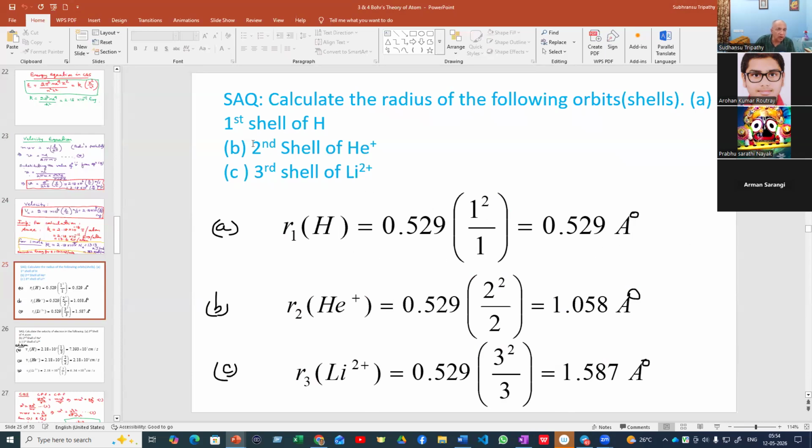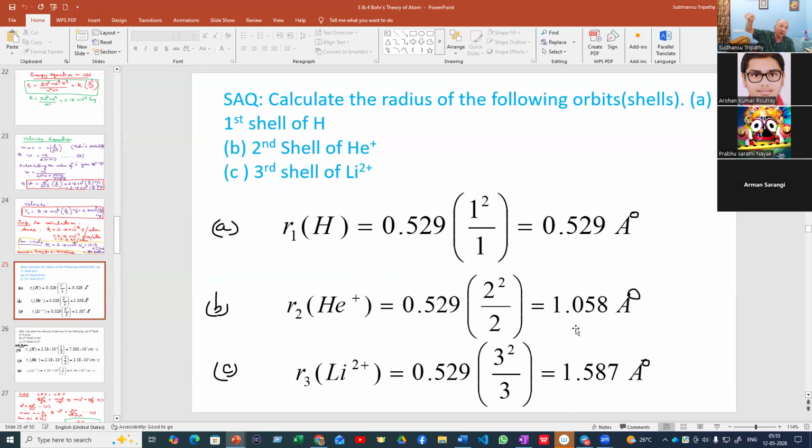What is the radius of the first shell of the hydrogen atom, the first shell of He plus, and the first shell of Li double plus? The radius of the third shell, n square is above and Z is below. Putting Z equal to one, two, three, we can find out. You know, greater is the principal quantum number, greater is the radius.